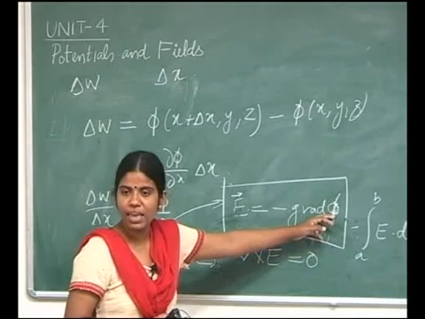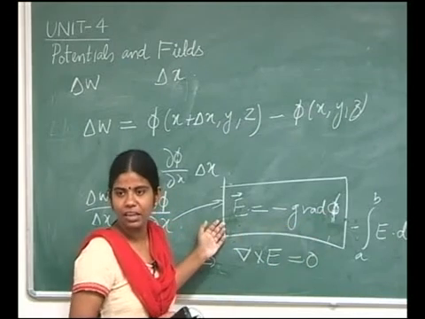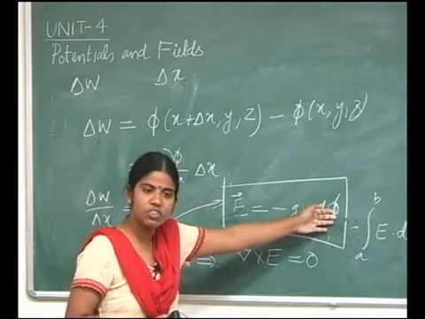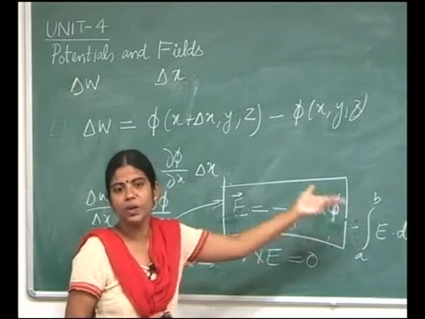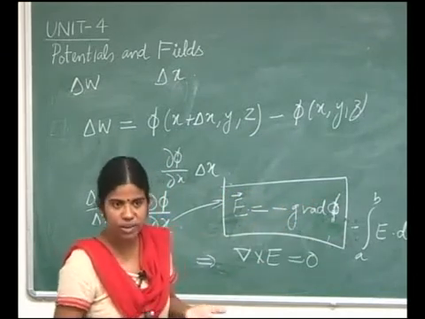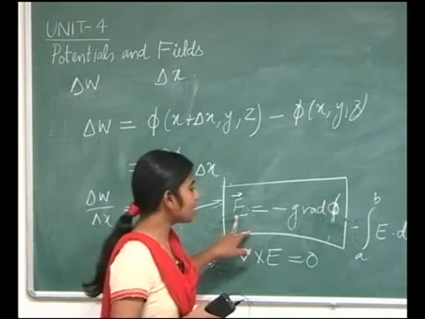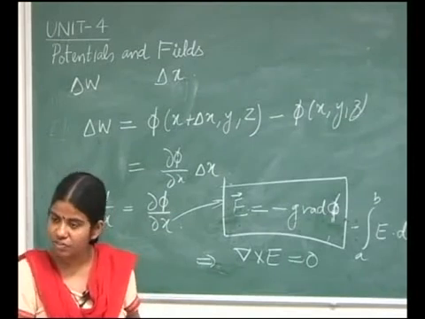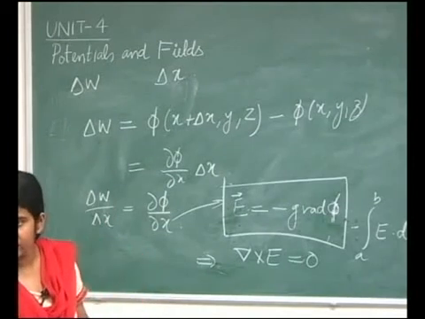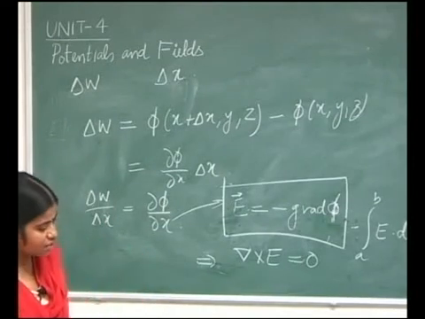Once you know phi, very easily you can calculate E, because taking the gradient of a scalar field is not difficult. You just have to apply an operator on a given field. That is not at all difficult. But calculating complex integrals over complex volumes and complex surfaces is extremely difficult in different coordinate systems. So this was the reason.